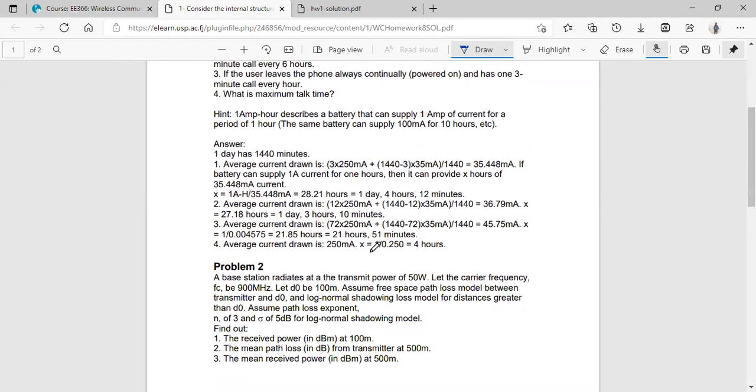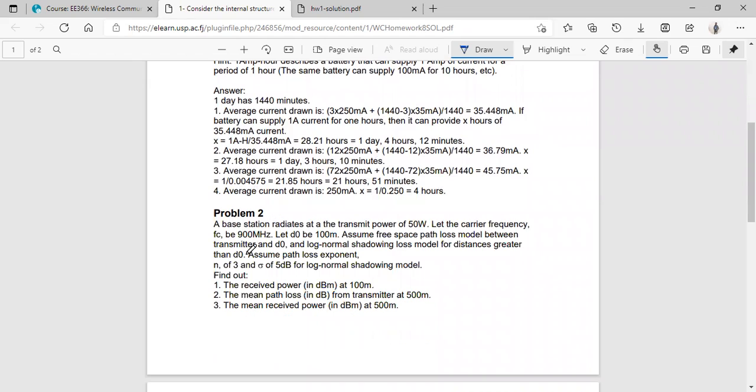Yeah. So moving on to problem number 2, again, a base station. Problem number 2 says a base station radiates at a transmitter power of 50 watts. Let the carrier frequency FC be 900 megahertz. Let D naught be 100 meters. Assume the free space path loss model between the transmitter and D naught, right?